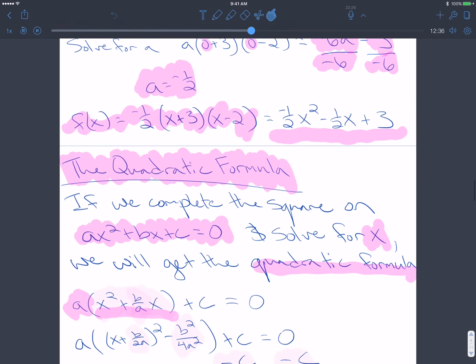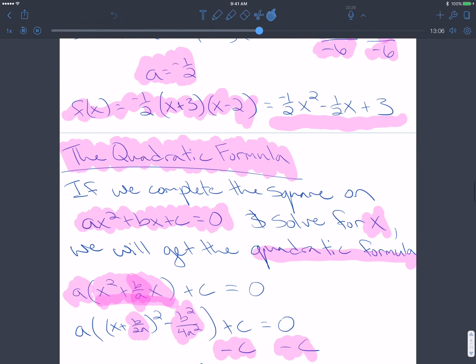From there, I complete the square on x squared plus b over a x. So you divide the b over a by 2. That gets me b over 2a. So x plus b over 2a quantity squared. Subtract off my b over 2a quantity squared. So minus b squared over 4a squared. Parentheses outside of that, and then I have the c. I've completed the square. Now I need to solve for x.